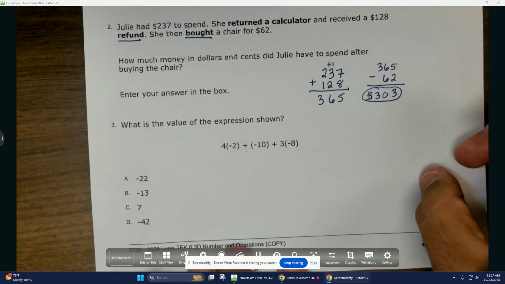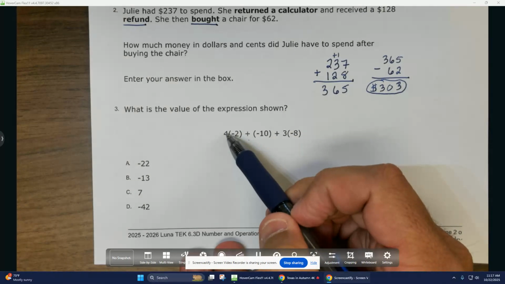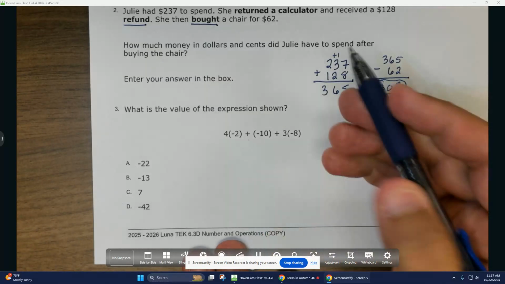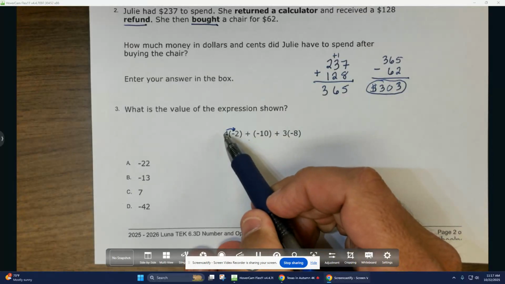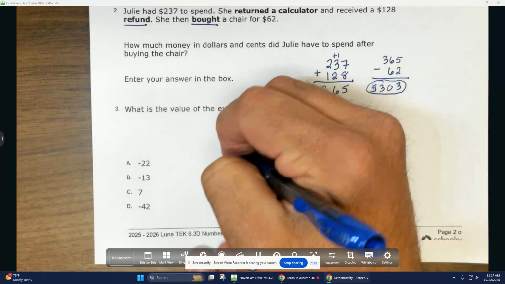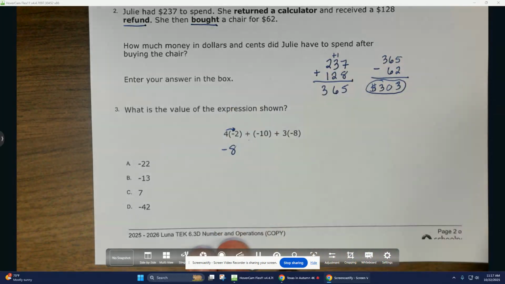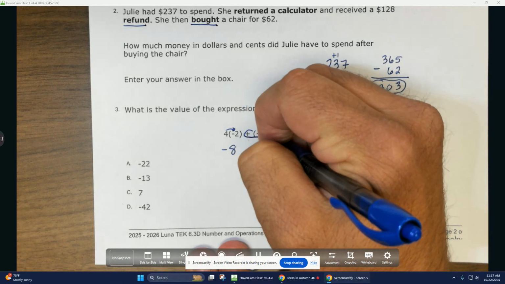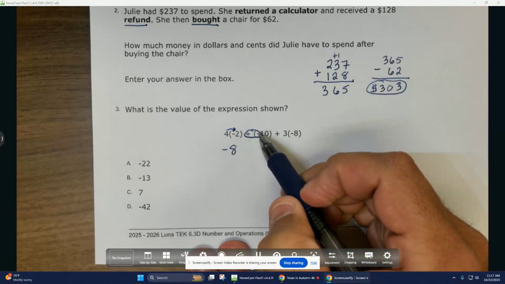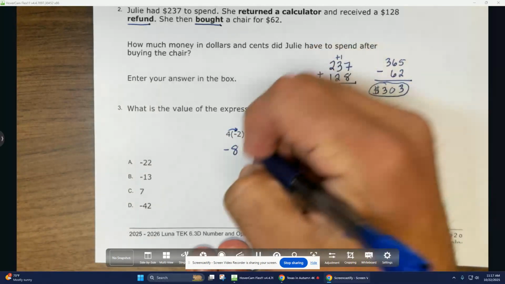All right, number 3. What is the value of the expression shown? Guys, notice the number is attached to the parenthesis again. Distributive property means to multiply. A positive times a negative is a negative. 4 times 2 is 8. We also said on the next piece it's illegal to have a double sign back to back. Since the signs are different, it just becomes the minus sign.